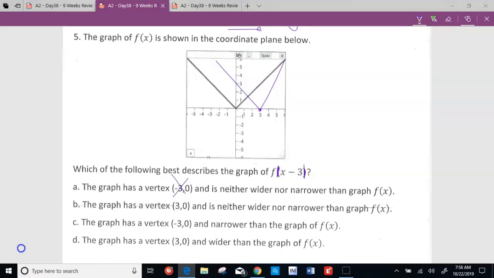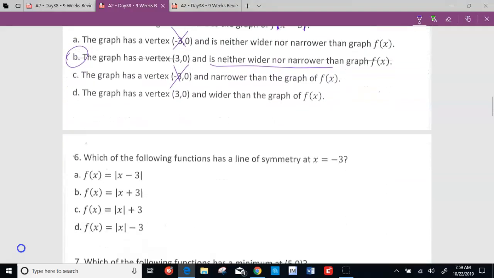That takes away that choice and that choice. And choice B says neither wider nor narrower. That means there's no change in how wide or how tall or how it looks. It would be the same V, just shifted over to the right 3 squares. So the minus 3 has the effect of moving it positive 3 to the right. Don't forget that little trick there.